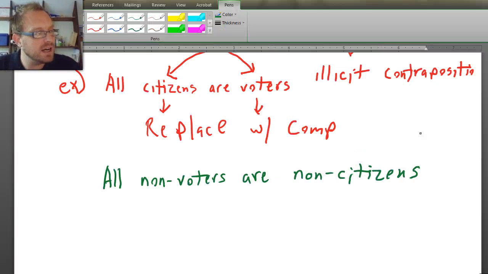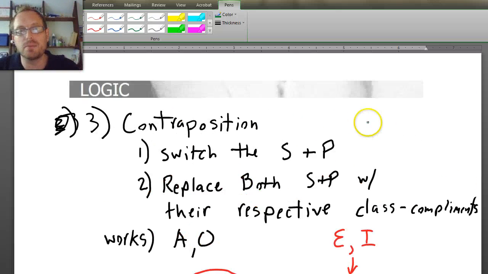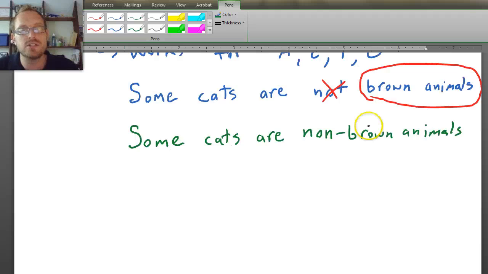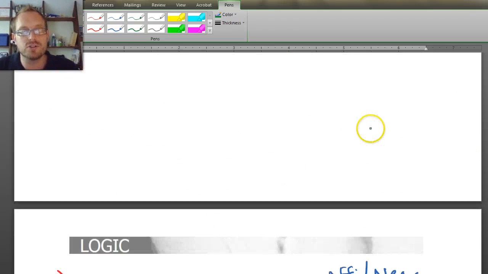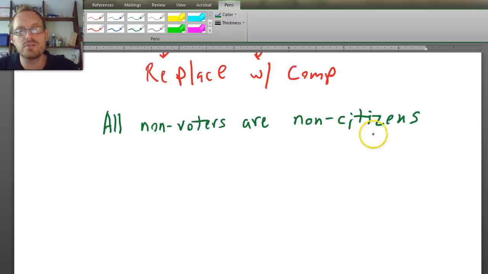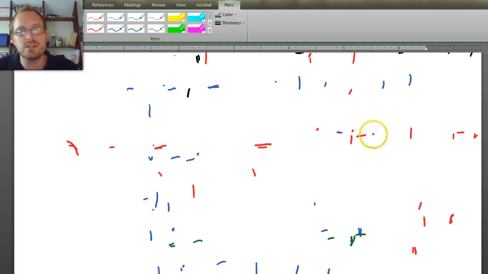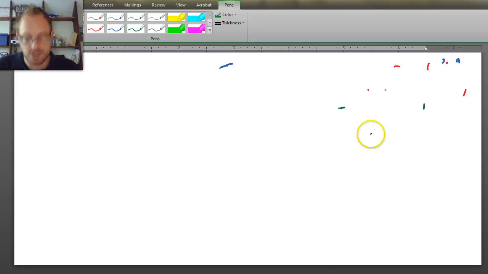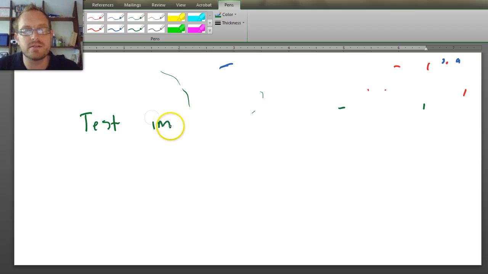Okay? And that, in essence, is what the three logical operations we're looking at are: contraposition, obversion, and of course conversion. Now, one of the other things I should mention is that your book is going to use these logical operations to test immediate inferences.